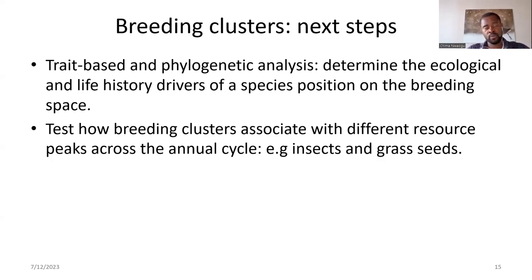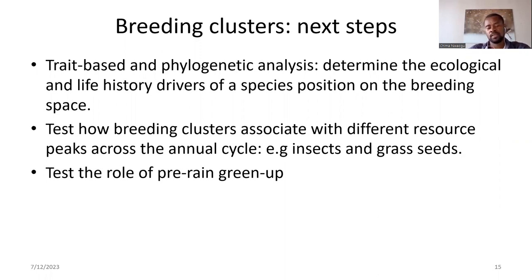Some other things that we also intend to do is to see how these breeding peaks are related overall to the peak of food availability, like the peak of insect availability, and also the peak of the availability of grass seeds. So far, we've collected insects for a full year. And we also have grass seeds, and we are already processing the data to tie that together with the breeding seasonality that we've been able to describe from this data.